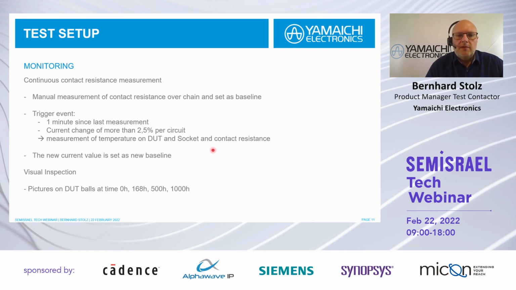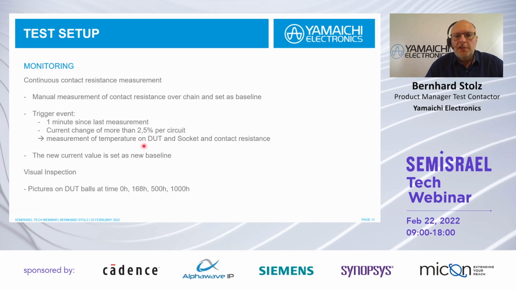So for the measurement, we could not measure continuously over the 1,000 hours. It would be tons of data to analyze. So we said if there is a change in the contact resistance of more than 2.5%, then we start a trigger. Or if no trigger occurs, we measure every minute since the last measurement. And this gives us a lot of information, which can be analyzed afterwards.